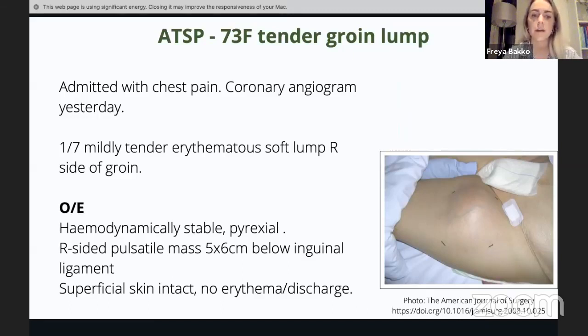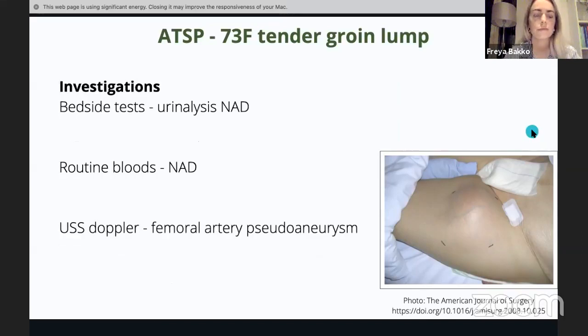She's slightly febrile. You notice a right-sided pulsatile mass about 5 to 6 centimeters below the inguinal ligament. The superficial skin is intact and you don't notice any excessive erythema or any discharge from this lump. You do your bedside test. Your urine analysis shows no abnormal findings. Your routine bloods are normal, and you then request an ultrasound Doppler, which shows a femoral artery pseudoaneurysm.